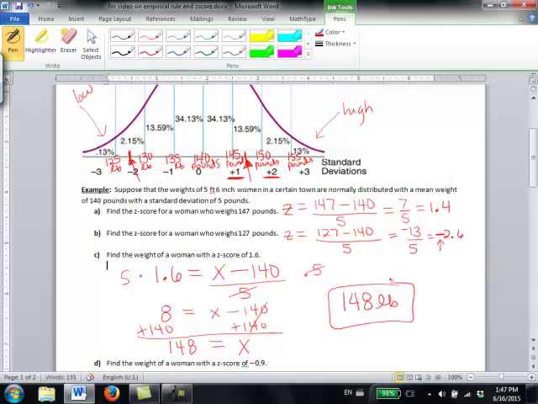And let's just check that on the chart. The z-score of 1.6 would fall between 1 and 2, so that would be right in this area. And she would have a weight of 148, so yeah, that makes sense. It would be between 145 pounds and 150 pounds.